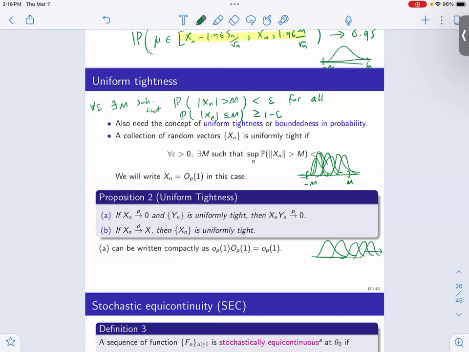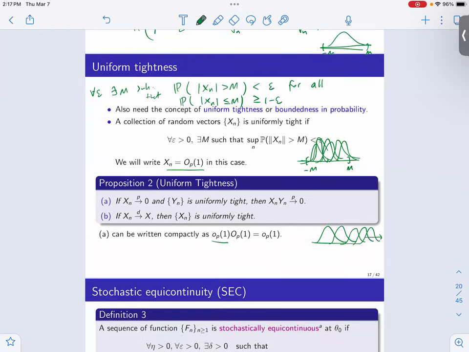So whatever properties you know, for example, you know that if a sequence is bounded and another sequence converges to zero, then the product of these two converges to zero. This is the statement: if a sequence converges in probability to zero, and another sequence is uniformly tight, then the product converges to zero in probability. This is often written as follows: a uniformly tight sequence is written as being big O_P of one. Little o_P is convergence to zero in probability. So statement A is saying that a sequence which is little o_P of one multiplied by a big O_P of one produces a little o_P of one. That's a mnemonic shorthand for part A.